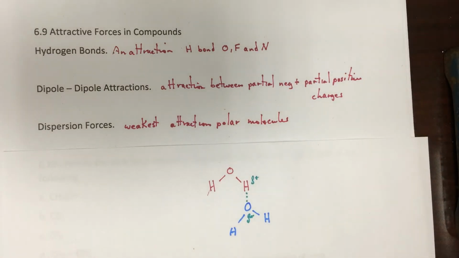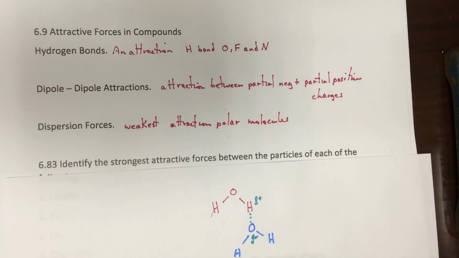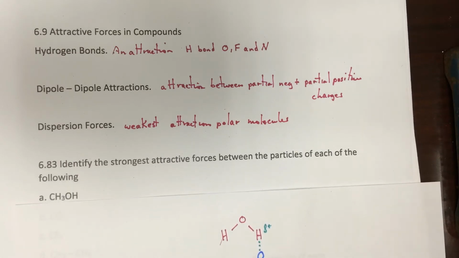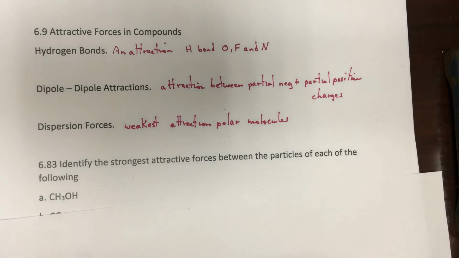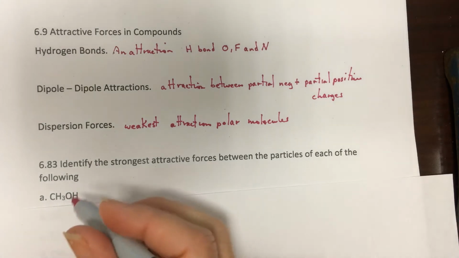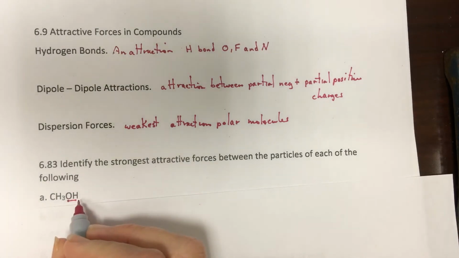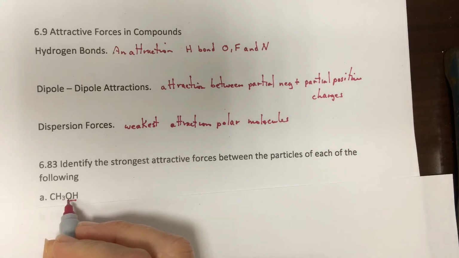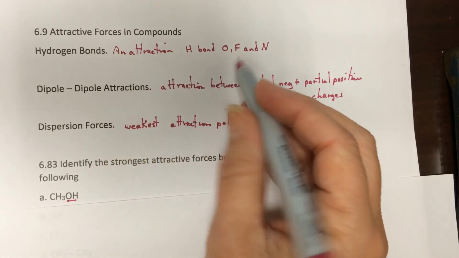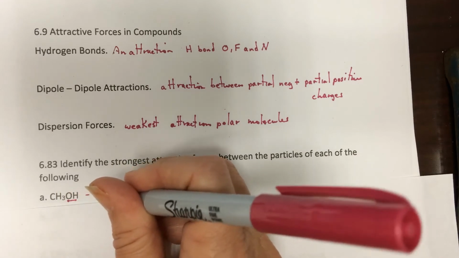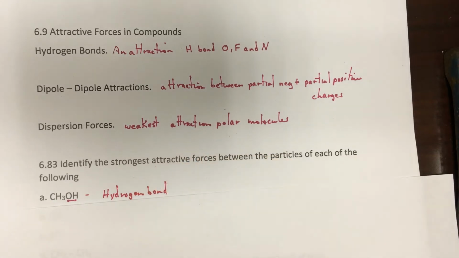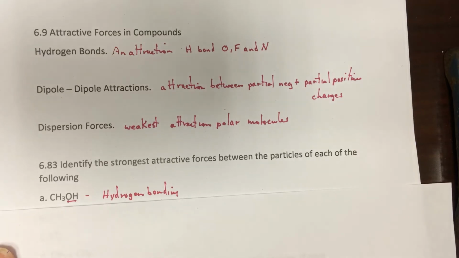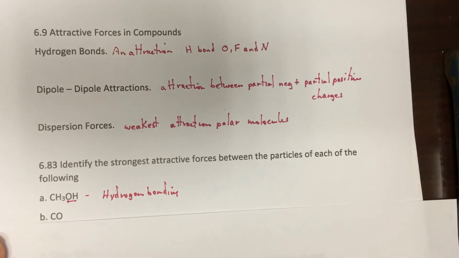Okay, so we want to look at molecules and identify the strongest attraction between the particles. We'll start with methanol. Well, immediately we should see that we have a hydrogen attached to an oxygen. So we have hydrogen bonding, and that's one of the strongest ones that I'll be talking about. Only one stronger would be an ionic bond, and we'll see that in a minute.